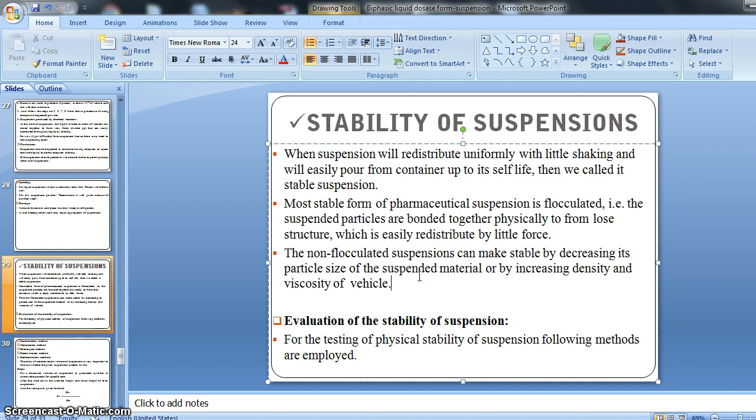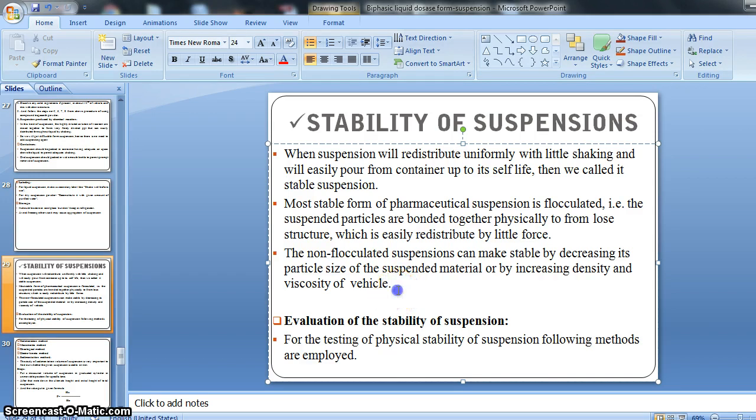Also, if we increase the density of our liquid vehicle, meaning our continuous phase of a suspension, or if we increase the viscosity of our vehicle, we can transfer the non-flocculated into the flocculated, or the unstable into the stable form of suspension. Or also by decreasing the particle size of the suspended material or suspended solid. So this is the way by which we can convert the non-flocculated into the flocculated one.